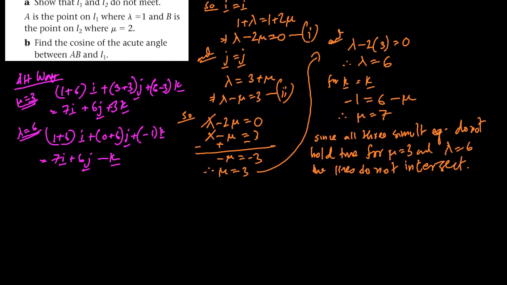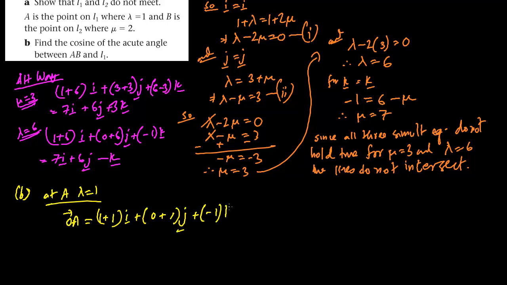Question number B. We have point A which lies on L1 and lambda equals 1 here. So let's put lambda equals 1 in L1. So at A, lambda equals 1. So it turns out to be OA. Remember, the line is always in the position vector format. So OA equals 1 plus lambda, lambda is 1, i, plus 0 plus lambda, lambda is 1, j, plus minus 1, k. So OA equals 2i plus j minus k.